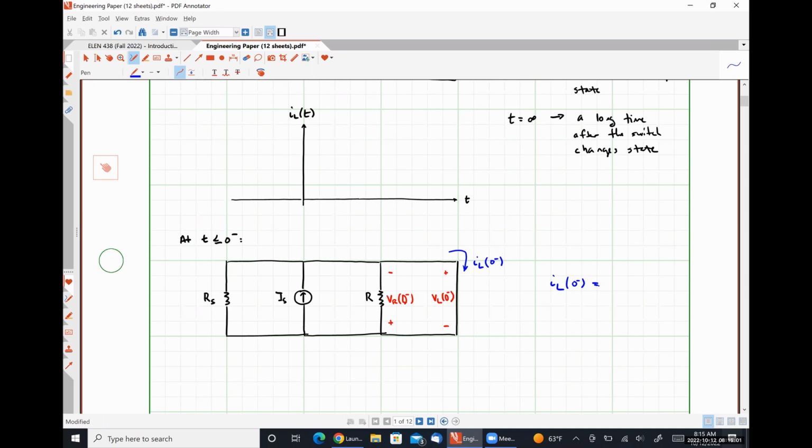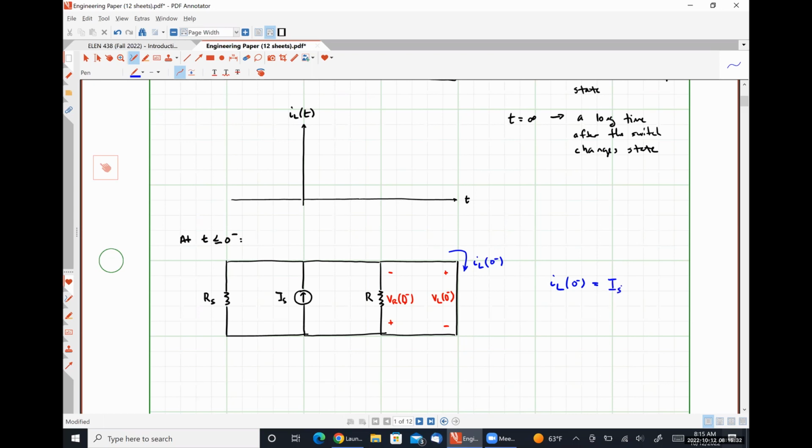You're absolutely correct. Daniel says that he believes the inductor current IL at zero minus is simply all of the current being supplied by our independent current source IS. That of course makes sense, because our inductor is effectively shorting out the resistor R and the resistor RS, so that no current should flow through them. So I agree with that wholeheartedly. Okay.